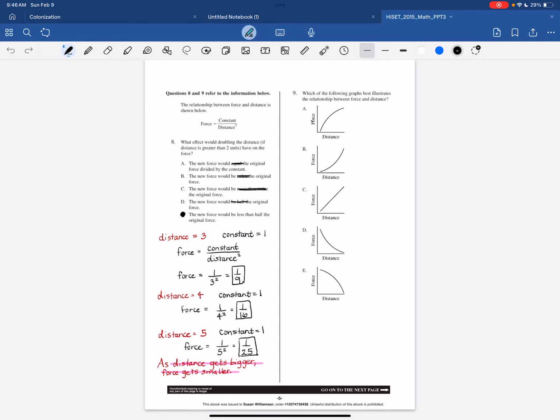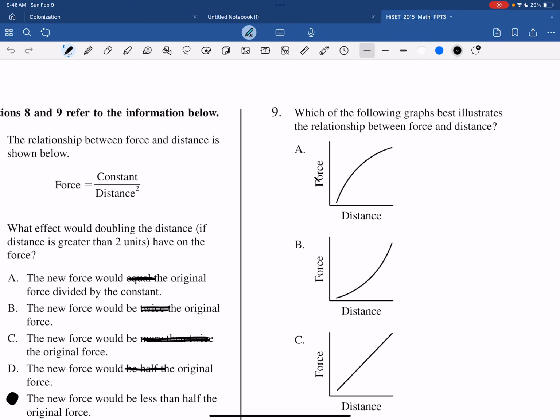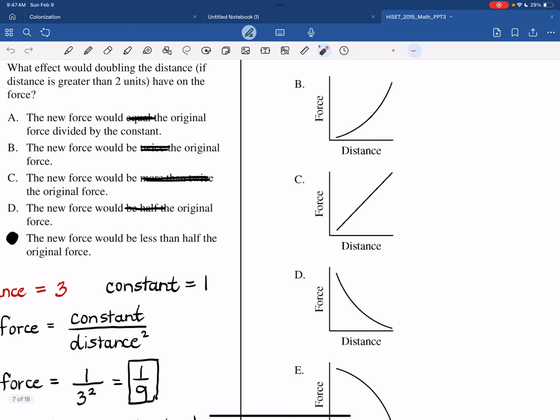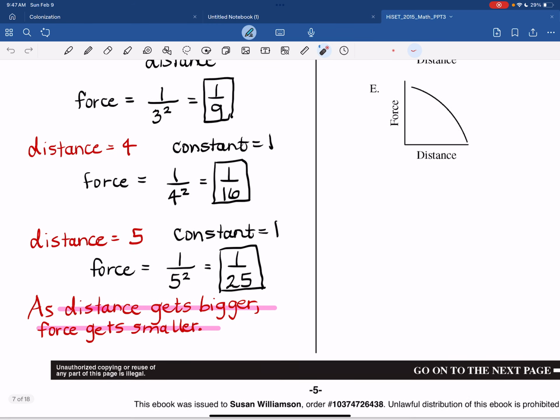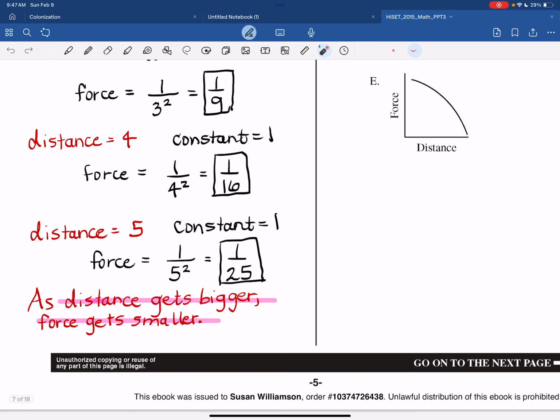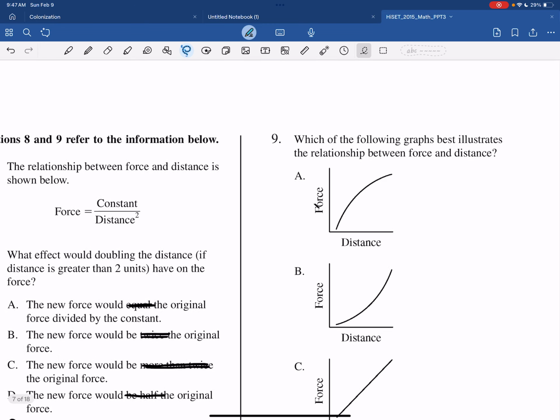Number 9. Which of the following graphs best illustrates the relationship between force and distance? And again, we're referring to this formula over here. We've looked at some examples of plugging in different values for distance, and we know that as distance gets bigger, the force gets smaller. So let me just copy this conclusion that we drew, because that will help us to answer this question.